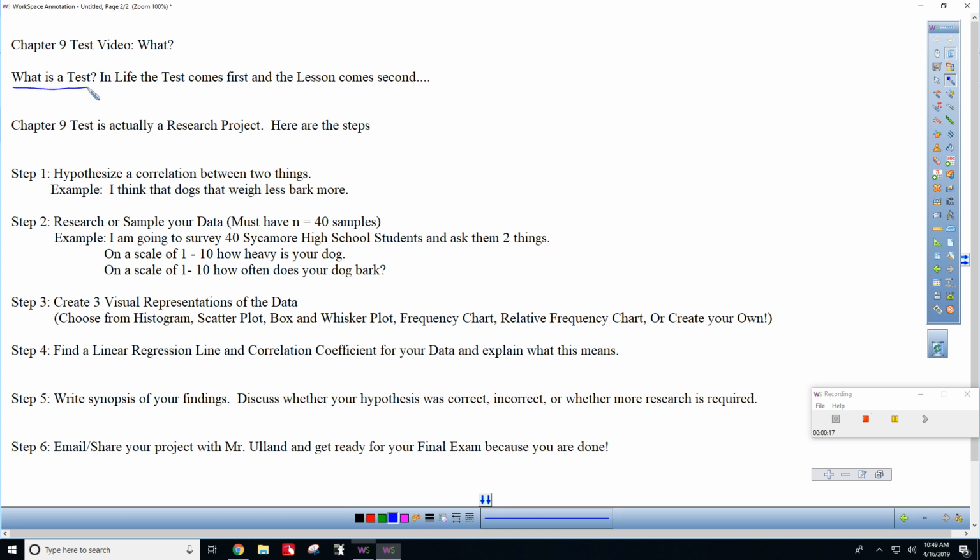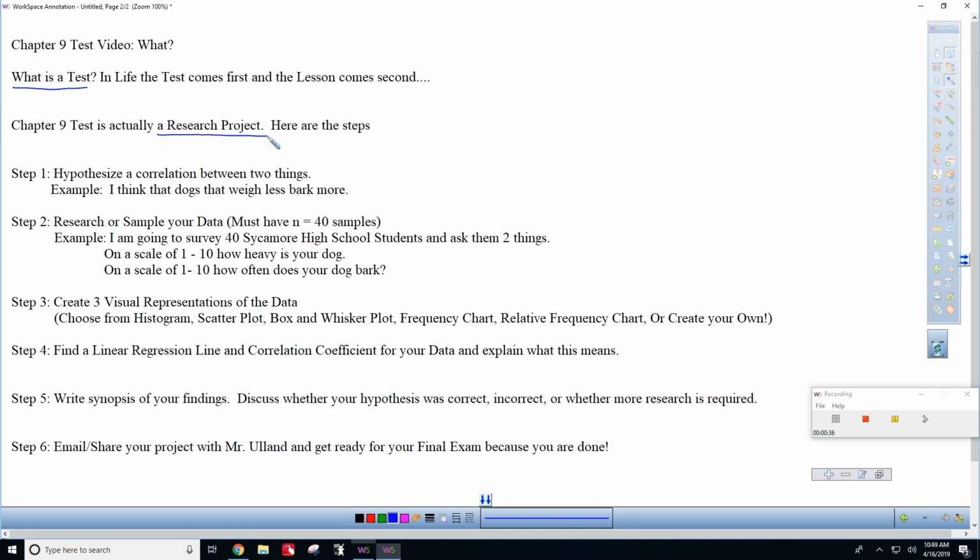What is a test? I don't know. I guess it's an opportunity to demonstrate knowledge over a certain amount of material. One thing I know is that in real life, not in this fake school world, but in real life, the test comes first and the lesson comes second. So, your test is actually a research project, possibly your first research project.